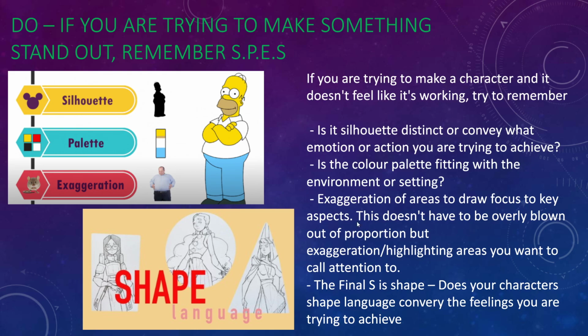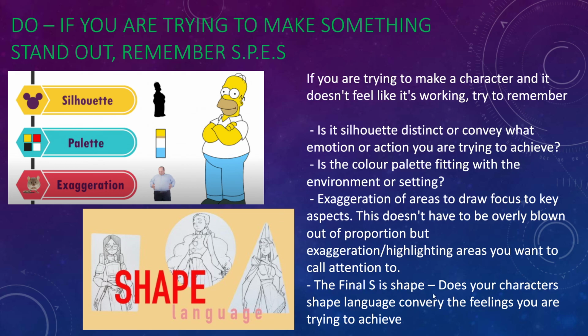So exaggeration of areas to draw key focus to. This is going back to my thing of have a couple of details that make a bigger impact, then add little things in later. This doesn't have to be overly blown out of proportion, but exaggeration highlights areas you want to call attention to. So we know Homer's this oaf, and we want to draw attention to his face. So they've added his beard, his stubble. They've also made him a little bit rounder. No man is this shape. They've made him overly round to make him look fatter than he is. Family Guy do this as well. A lot of cartoons will make characters overly round to emphasise that they're a bit on the chubbier side.